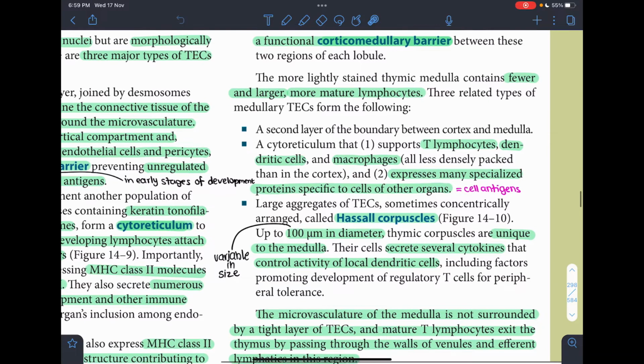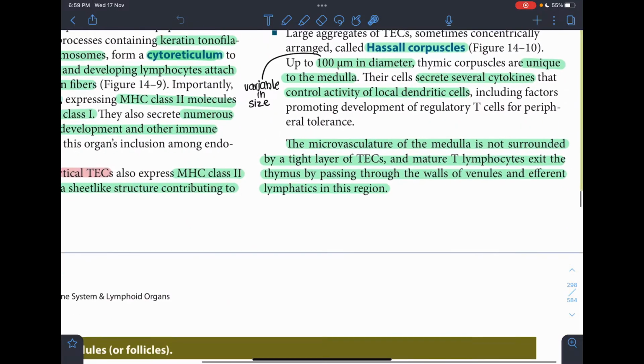So what does this mean? The medullary TECs, when they form large aggregates, are called the Hassall corpuscles, and these have a diameter of up to 100 micrometers, but as we said they vary in size, and they are only present in the medulla. So when we see Hassall corpuscles, we know this is the medulla. And these corpuscles secrete several cytokines that control the activity of local dendritic cells, and it also includes factors promoting development of regulatory T cells for peripheral tolerance.